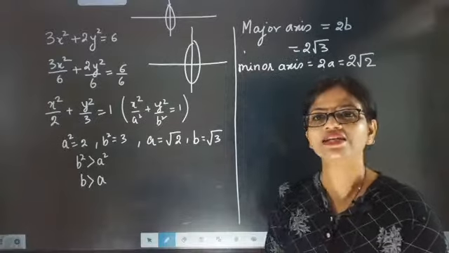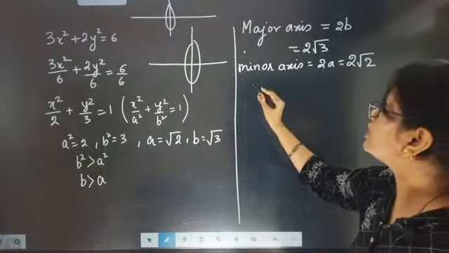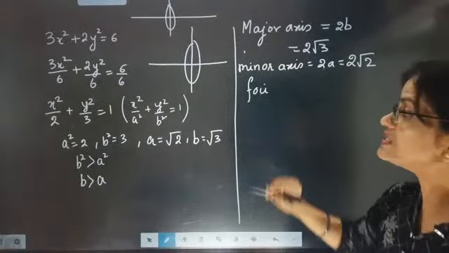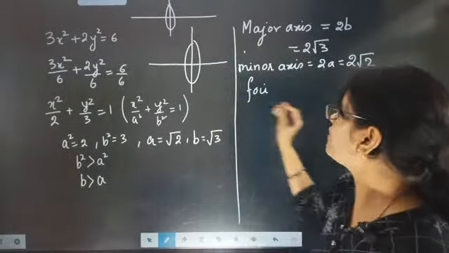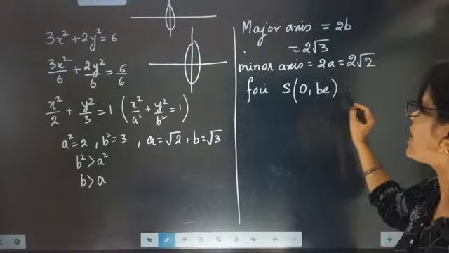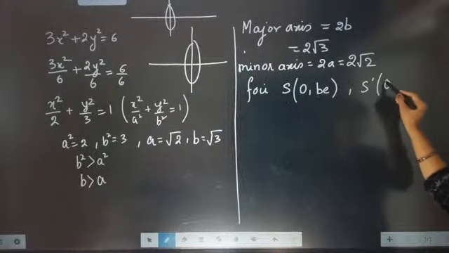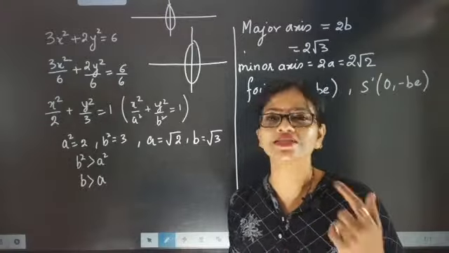After getting the major axis and minor axis, now we have to find the foci, the length of the foci. You know that since the ellipse is resting on the y-axis, the foci will be S, which is (0, be), and S dash, which is (0, minus be). For getting the foci, we need to get the eccentricity.